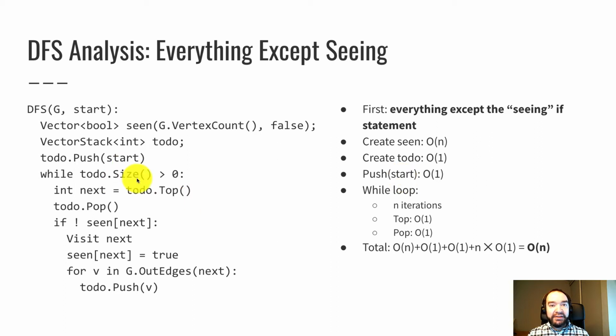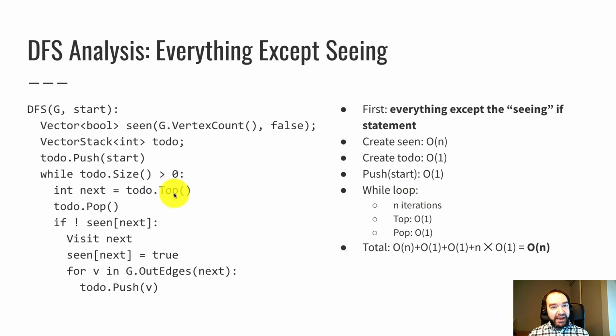And in the worst case, there are n iterations. If the graph is connected from the start, then every single vertex in the graph gets visited once. So the maximum number of iterations here is n, all vertices in the graph. And we do a stack top operation.